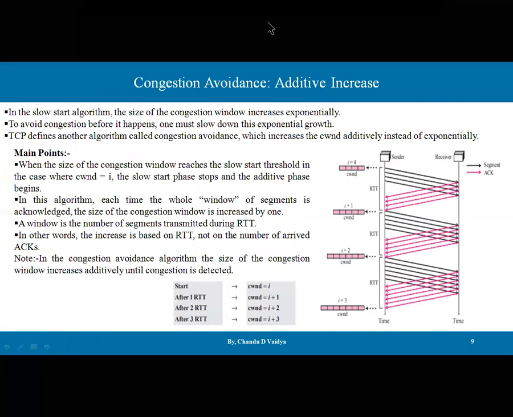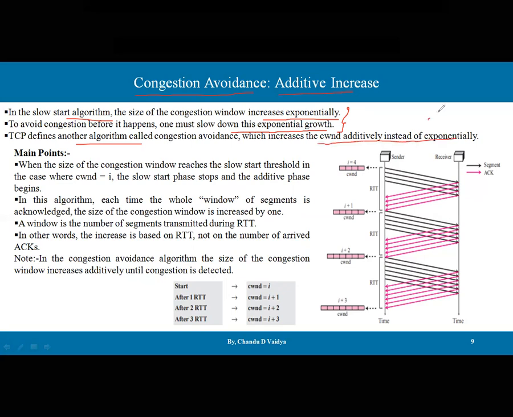Let's take the second policy, congestion avoidance, that is additive increase. In the slow start algorithm, the size of the congestion window increases exponentially, as we have discussed. To avoid congestion before it happens, one must slow down this exponential growth. If it increases exponentially, it will drastically increase the congestion window size. So it is better to avoid that drawback of the slow start algorithm. So TCP defined another algorithm called congestion avoidance, which increases the congestion window additively instead of exponentially.